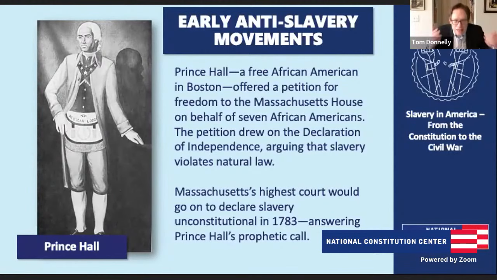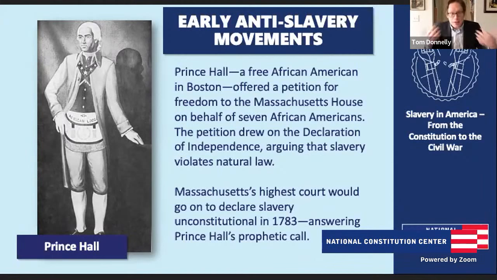Yeah, so again, it's important to emphasize the anti-slavery movement was there from the very beginning. And Prince Hall is a great example of that. He's a free African-American in Boston. And in 1777, a year after the Declaration of Independence, he petitions the Massachusetts State House on behalf of 7 African-Americans petitioning for their freedom.